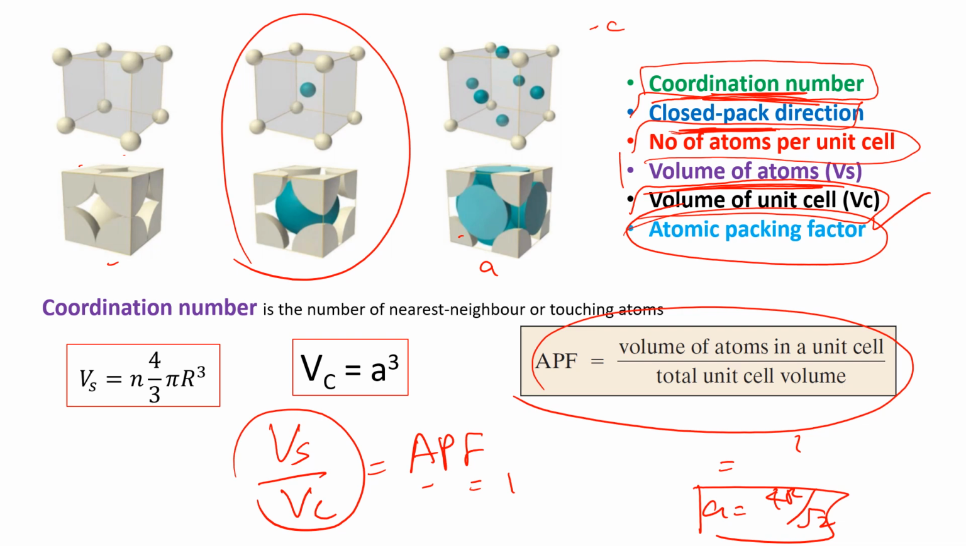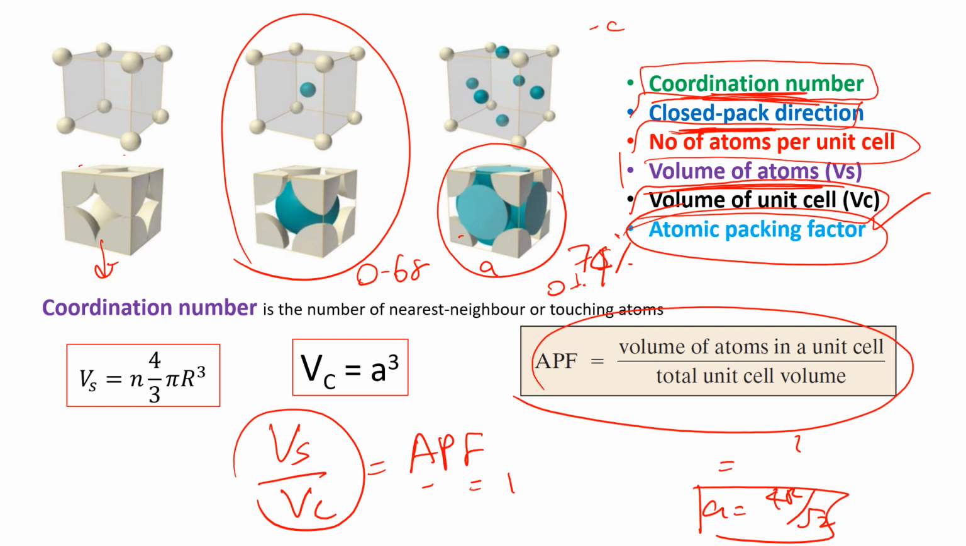So face-centered cube is the most densely packed one. So this is 74% or 0.74 is the atomic packing factor. If you find the atomic packing factor for the BCC, that will be 0.68. So you can find the atomic packing factor. I don't remember this one.